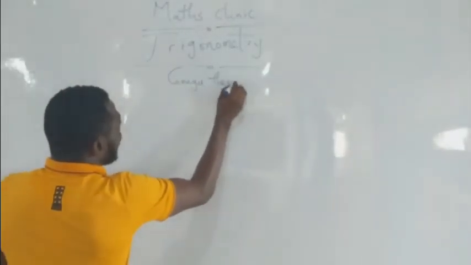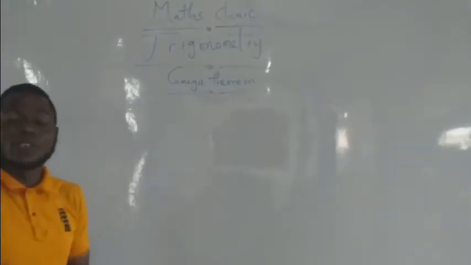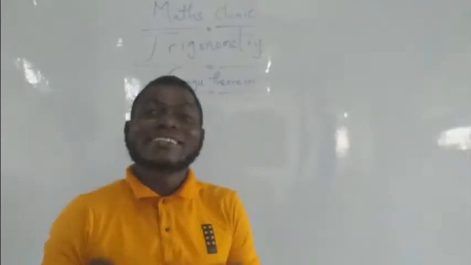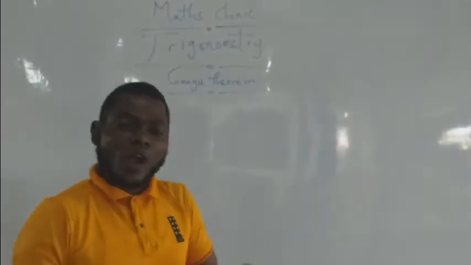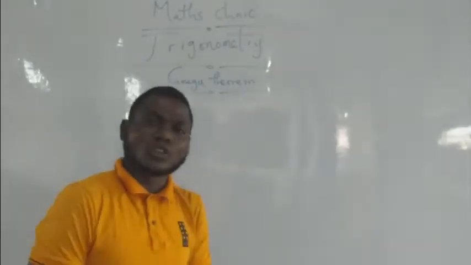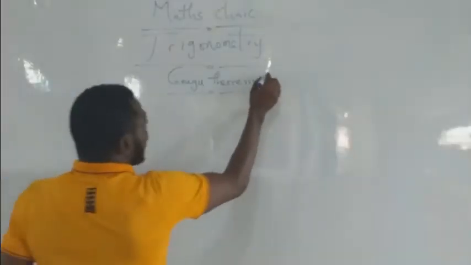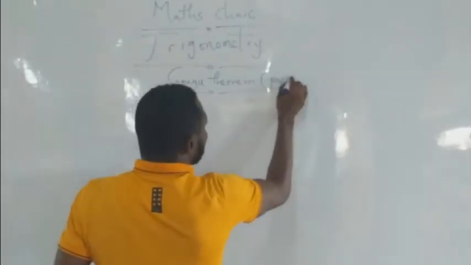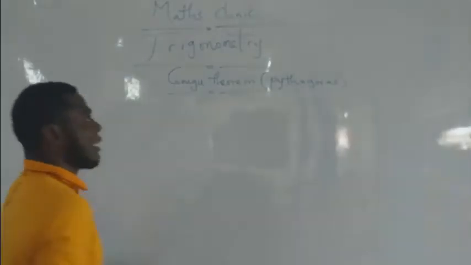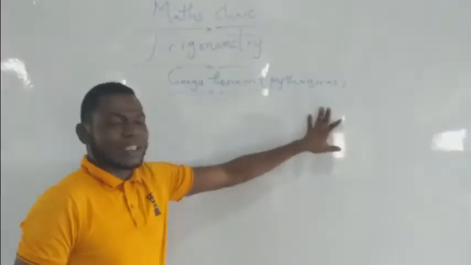Pythagoras Theorem. Let's look at Pythagoras Theorem. What does Pythagoras Theorem state? Pythagoras Theorem states that in a right angle triangle, the square of the longest side, that is the hypotenuse, must be equal to the sum of the square of the other two sides. The Chinese call this Gougu and not Pythagoras.